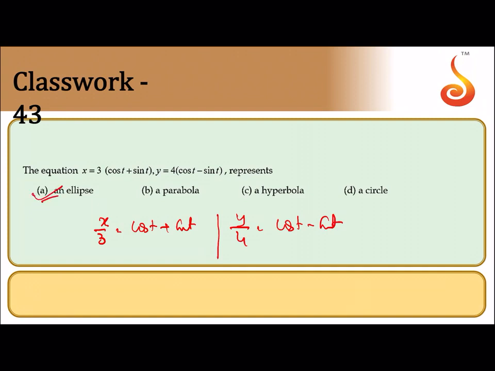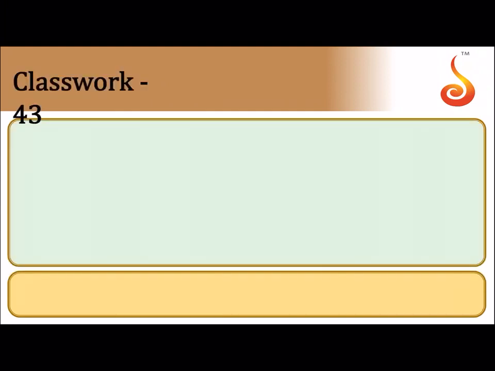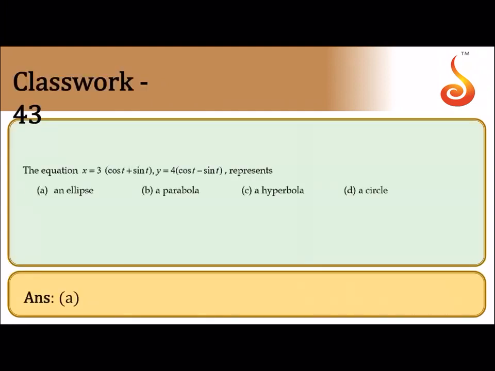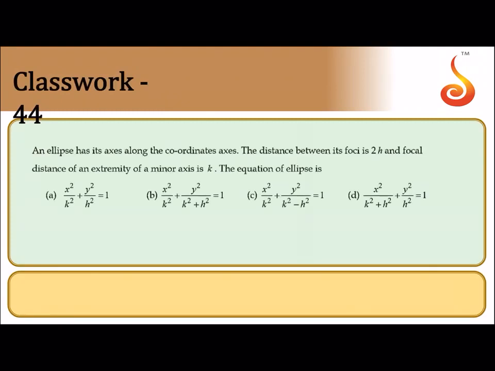So squaring and adding, we have to square and add, so we get an ellipse. Because we get x square upon 9 plus y square upon 16 equal to 2(cos square t plus sin square t), which is equal to 1. Cos square t plus sin square t will give you 1, and the sum of the two gives you 2. So it is an ellipse equation. So option A, ellipse, will come.